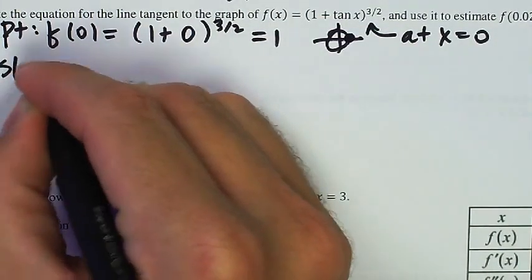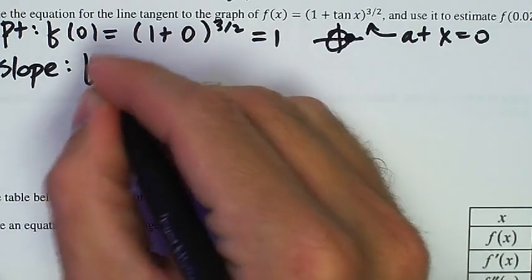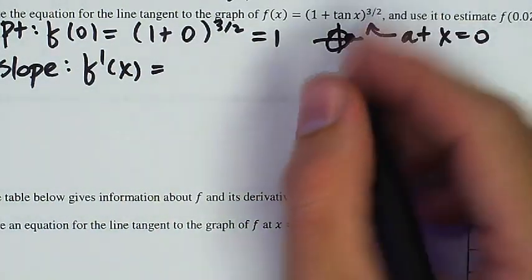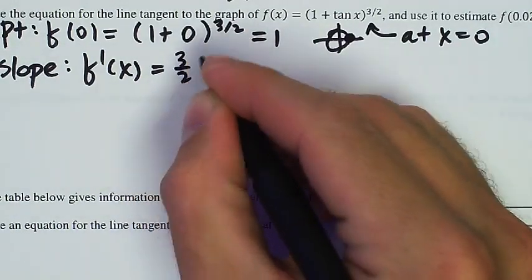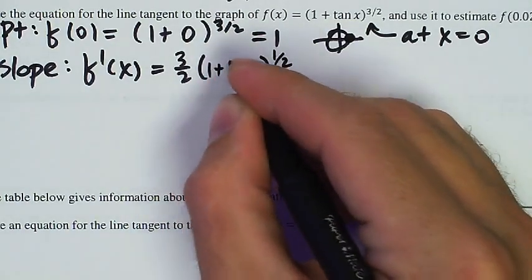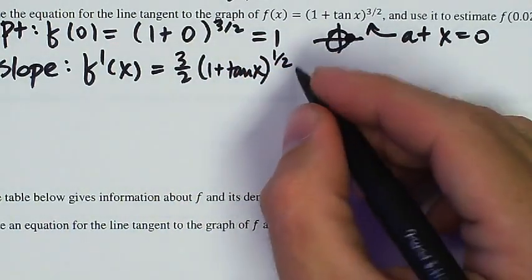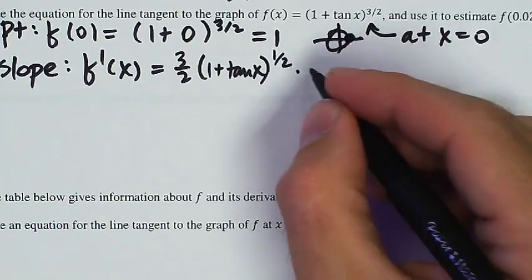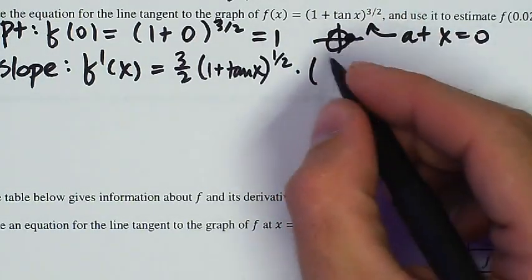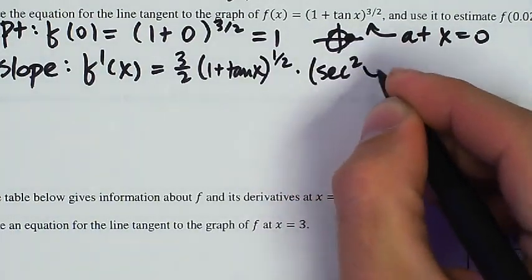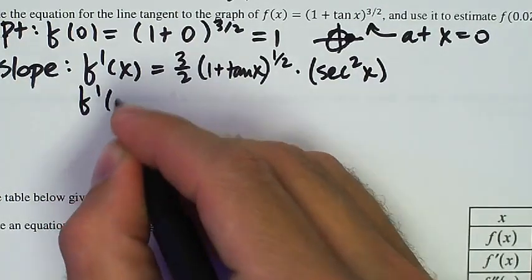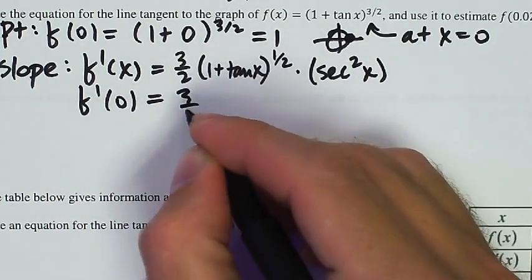Okay, the slope, f prime of x. I'm going to use the power rule first because it's on the outside. It's going to be 3/2 of that thing to the 1/2 multiplied by the derivative of the inside, the derivative of 1 plus tangent x. The derivative of 1 is 0, and the derivative of tangent x is secant squared x. f prime of 0 equals 3/2.